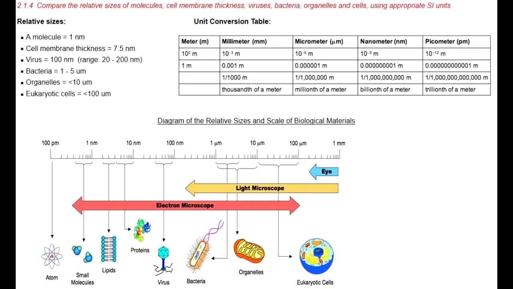Memorizing all of those sizes can be a bit challenging if you're memorizing the rest of the IB syllabus. So if you want to simplify it a bit more, if you can't memorize all of them, you should at least know that from a molecule to a virus, you're talking in terms of nanometers, whereas from a bacteria to a eukaryotic cell, you're talking in terms of micrometers.